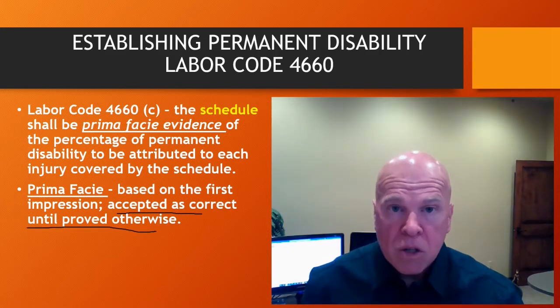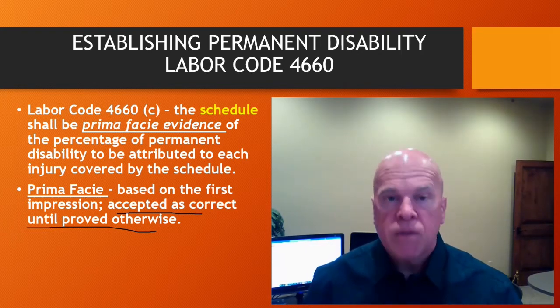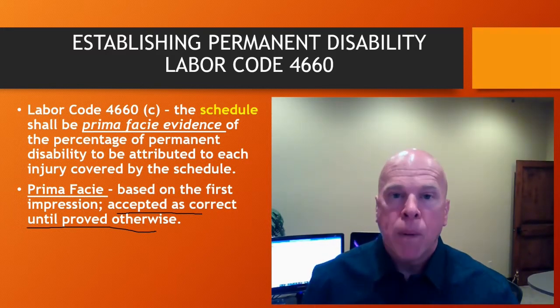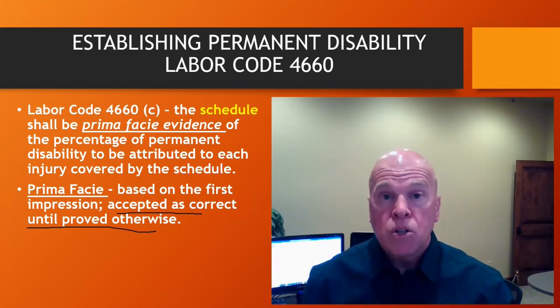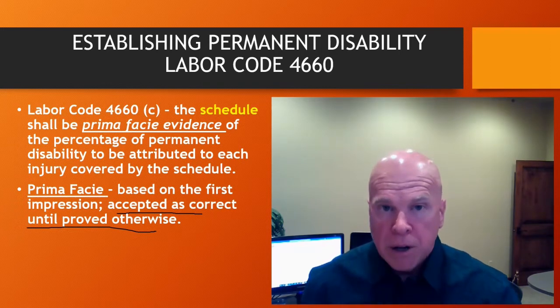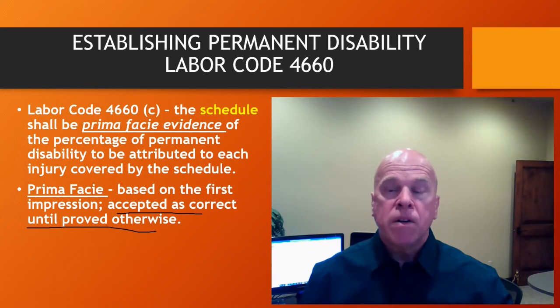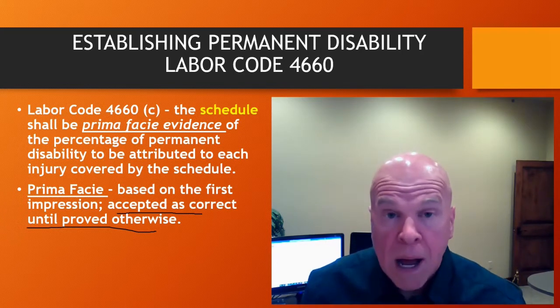So what this means is that by law, the permanent impairment ratings that are provided for under the AMA guides, and that component of the overall permanent disability percentage, is correct until proven otherwise. Well, as we already established, the AMA guides are very, very conservative. So by law, the conservative impairment rating provided for by the AMA guides is correct until proven otherwise.